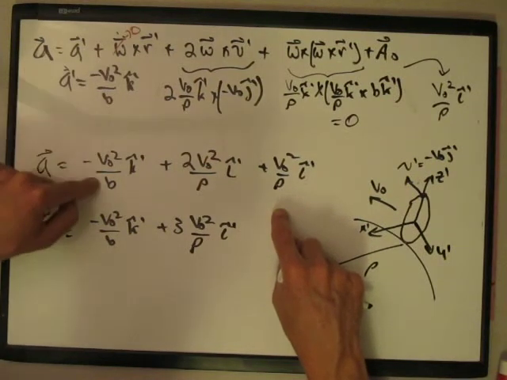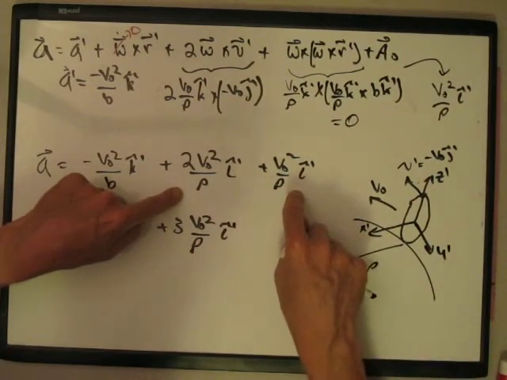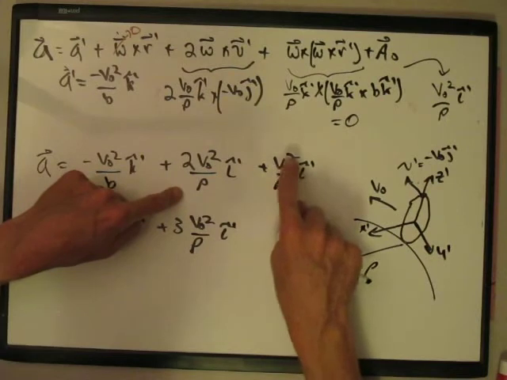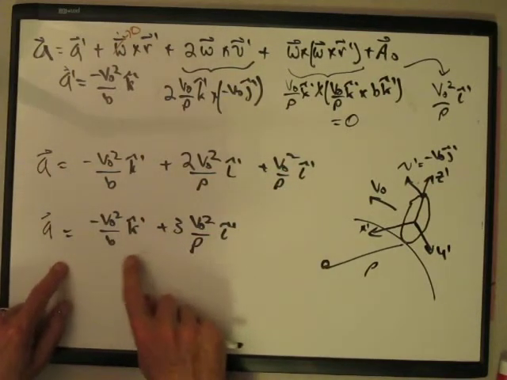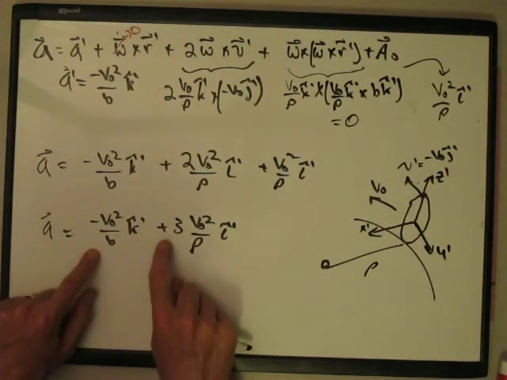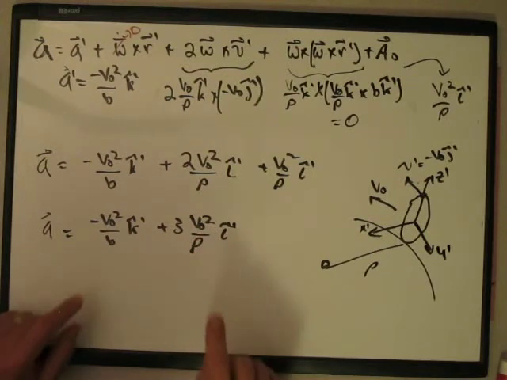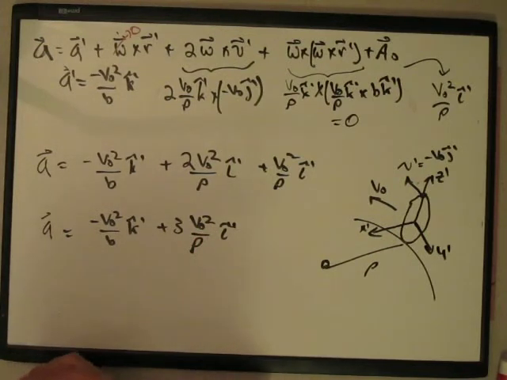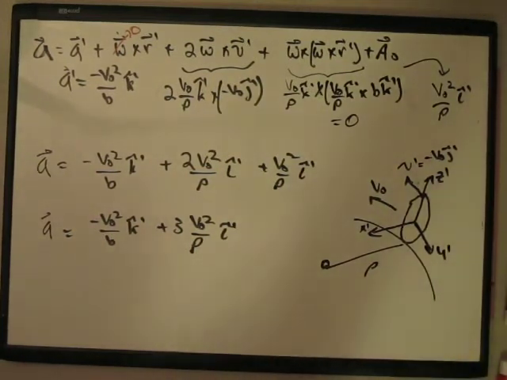This gives me v naught squared over b times k hat prime with a minus because it's accelerating downward. And these two give me 2 in the i hat direction. And notice they have the same v and rho in there. And so my total acceleration comes out to minus v naught squared over b k hat prime plus 3 v naught squared over rho i hat prime. And that's example 5.2.2.